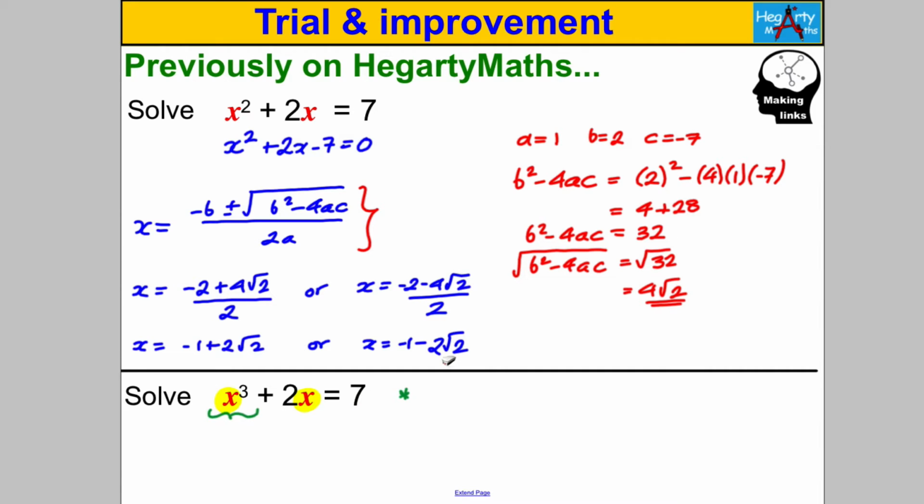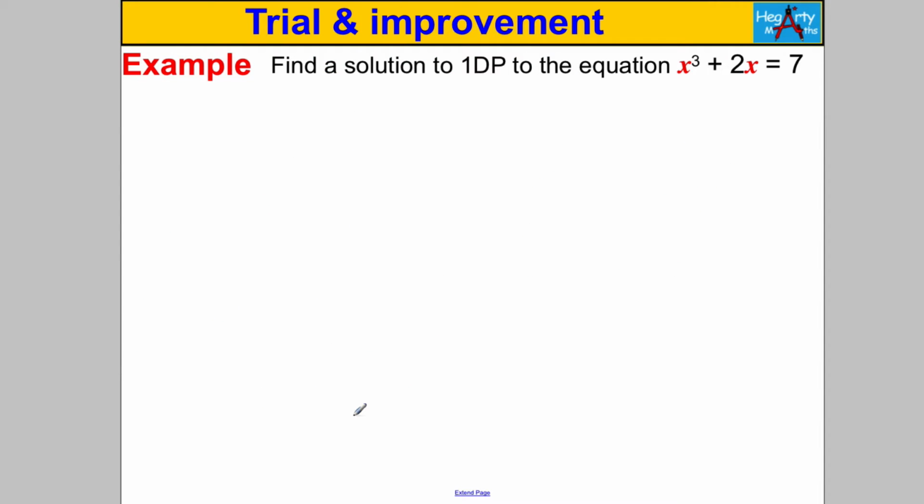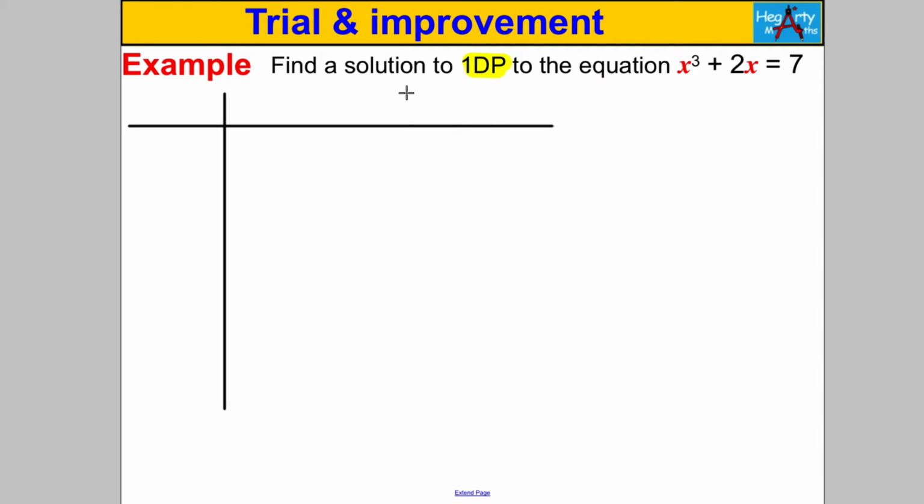So let's try that very question and I'll show you how to do trial and improvement. We're told to find a solution to one decimal place to the equation x cubed add 2x is equal to 7. Now the best way to do these is set up a little table. We're going to have x equals there. This is the thing we're working at here. We're trying to work out x cubed add 2x, and remember we want it to be as close to 7 as possible, and here we're going to just put a little comment to guide us and help us be systematic.